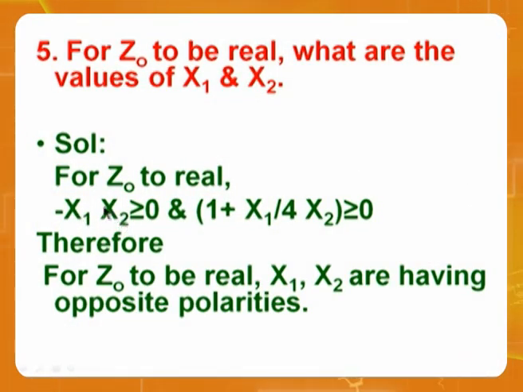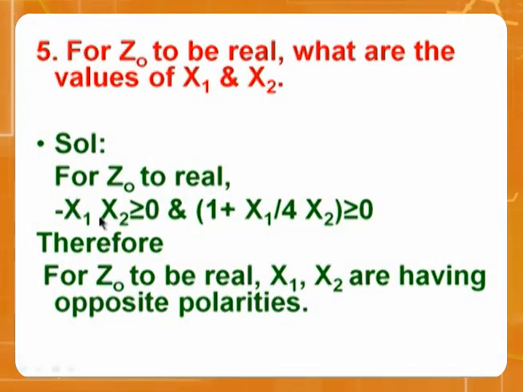Why? If this factor is less than 0, you will get a negative under the root, you will get j. Negative means j square, and then it will become j after taking the root. So we don't want any j terms, meaning the first part should be greater than 0, the second part as well. Therefore, for Z0 to be real, X1 and X2 have opposite polarities.